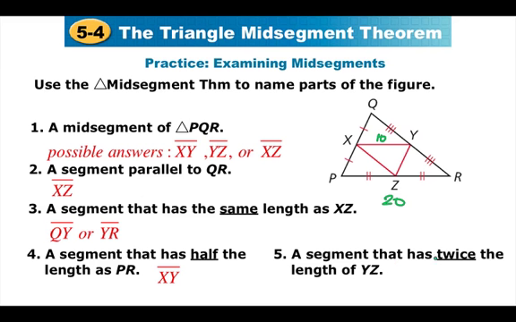Number 5, a segment that has twice the length of YZ. Where's YZ? YZ is right here. So this is YZ. This is the mid-segment of this side here, so then it's PQ. And again, if this is 2, I'm just putting a number there, you know that this is going to have to be 4. Next slide.